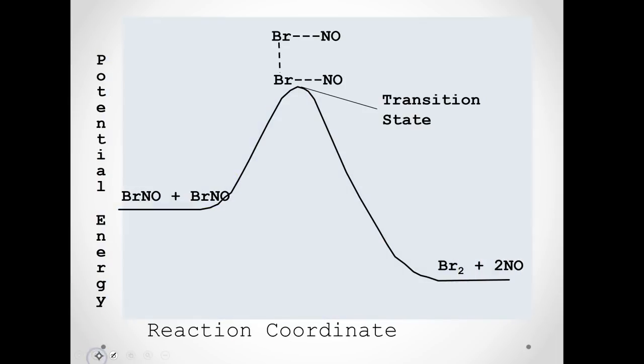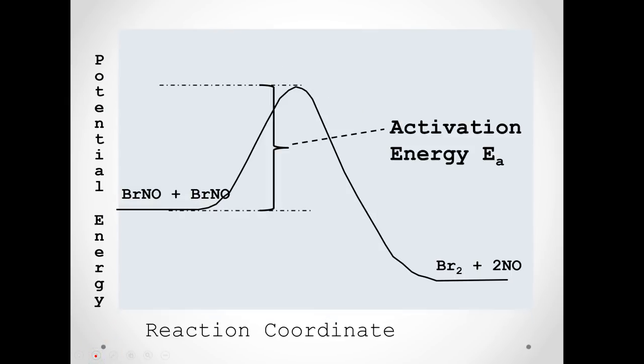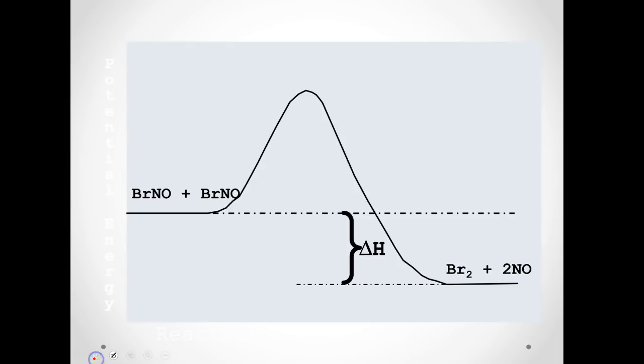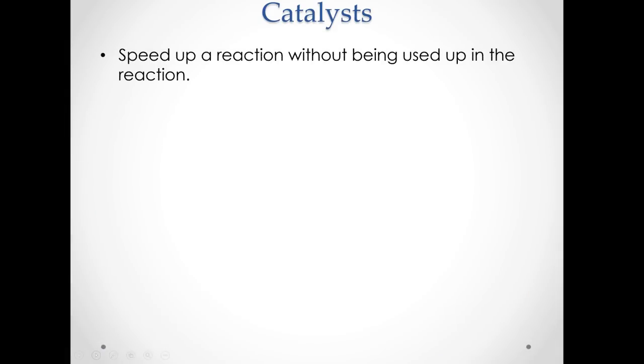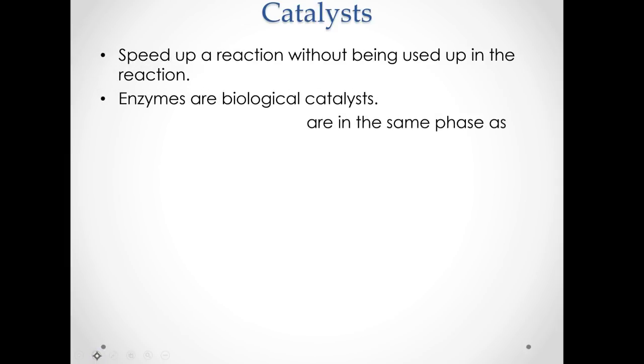Okay, so this is what the transition state looks like. That's the activation energy. It's how much it needs to get over the hill. That's delta H. What a catalyst does, and you might remember this from bio, is it speeds up a reaction without being used up in the reaction. You may have learned about enzymes in biology.